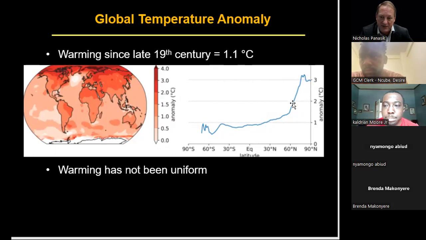So here's our anomaly on this side. You can see for the vast majority, you can have 1 or under 1, depending. You'll see that the southern hemisphere has not warmed nearly as much as the northern hemisphere. Any idea why that is?